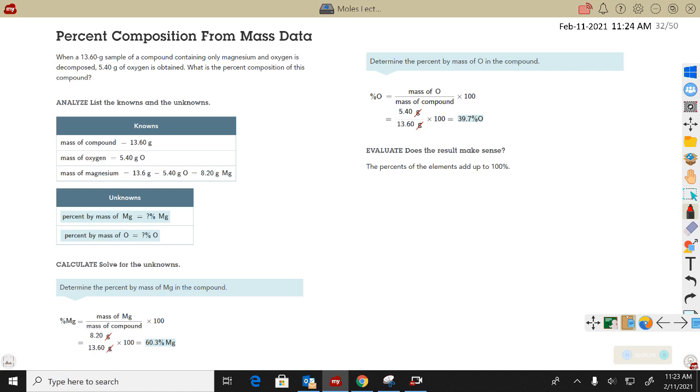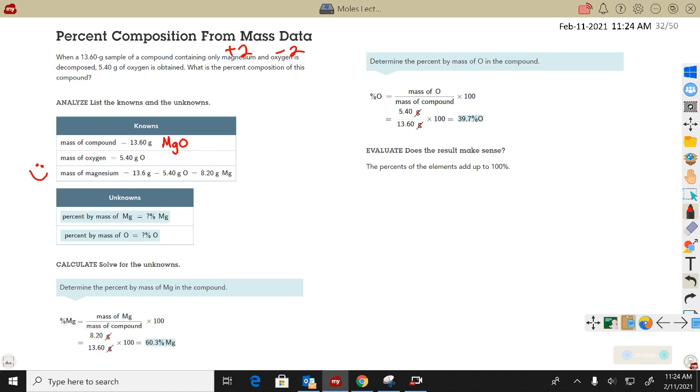Now, even though they didn't directly tell me how much magnesium was present, I can figure it out. If I know the overall mass of the sample, and I know that it only contains magnesium and oxygen, if I take the sample and subtract the oxygen, then the rest of the compound is magnesium. This compound is like magnesium oxide, because magnesium is a +2 and oxygen is a -2. Oh, that makes sense, because then in the end, the mass of magnesium plus oxygen should equal that 13.6 gram sample.